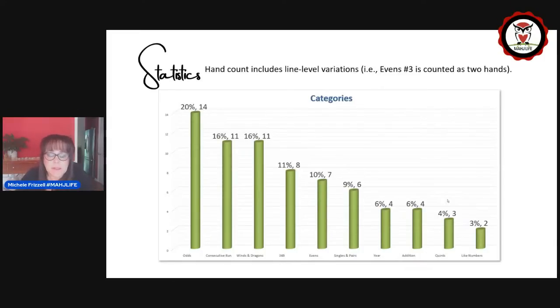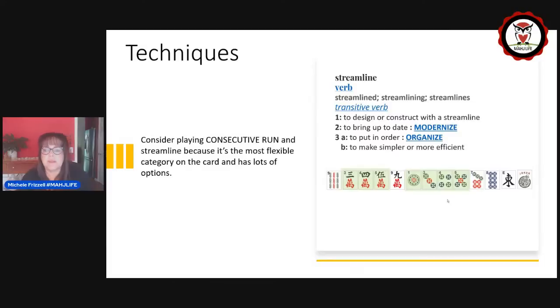So the idea with consecutive run is that it is the most flexible because there are 3 numbered suits, dots, bams, cracks. They are numbered 1 through 9, so you can go up or down the range, which gives you that great flexibility. Not only that, but the options of hands to choose from, not only in the category, but even outside the category. So consecutive run is a powerhouse category. It is the most flexible category on the card, which gives it that powerhouse status.